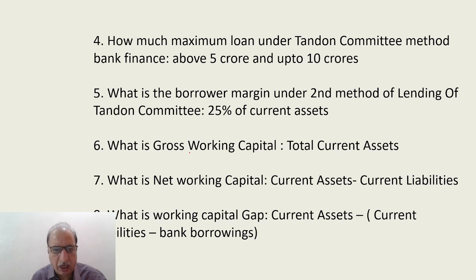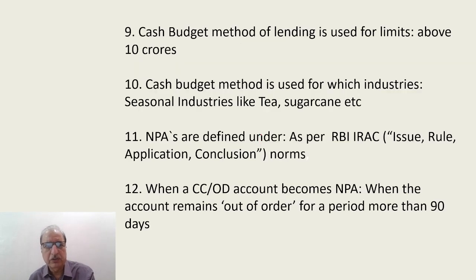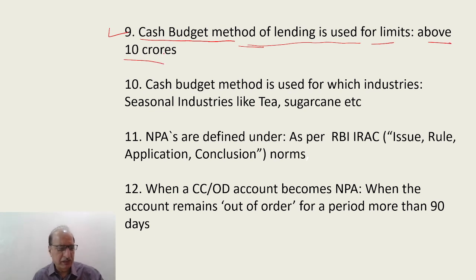So are you clear about it? Okay, let's go to question number 9. Then there is another method, the cash budget method of lending, which is used for limits above 10 crore. If the limits are for more than 10 crore, this cash budget method is used. Question number 10: the cash budget method is used for which industry? It is used for seasonal industries like tea, sugarcane, etc. So this was about your working capital.